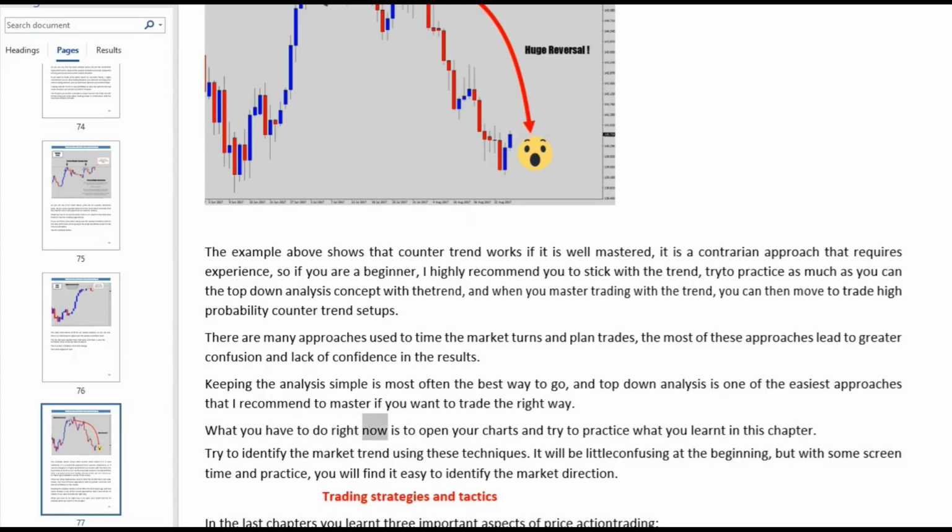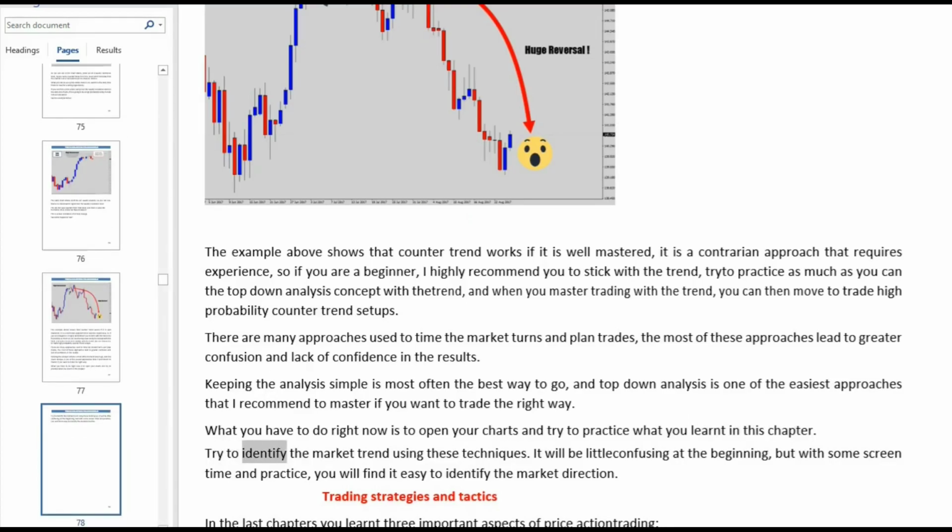What you have to do right now is open your charts and try to practice what you learned in this chapter. Try to identify the market trend using these techniques. It will be a little confusing at the beginning, but with some screen time and practice, you will find it easy to identify the market direction.